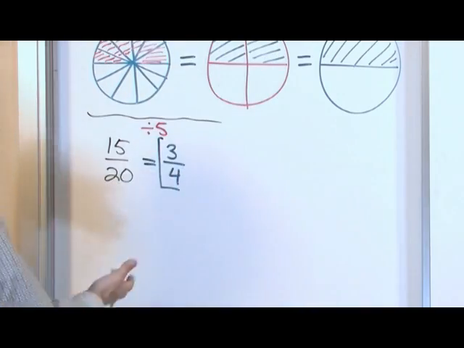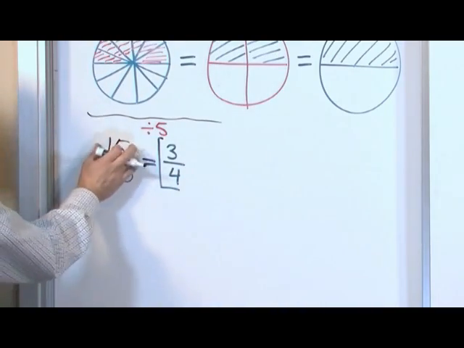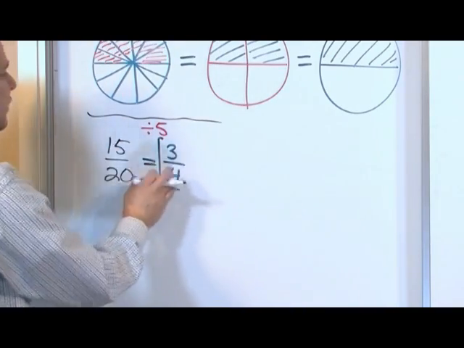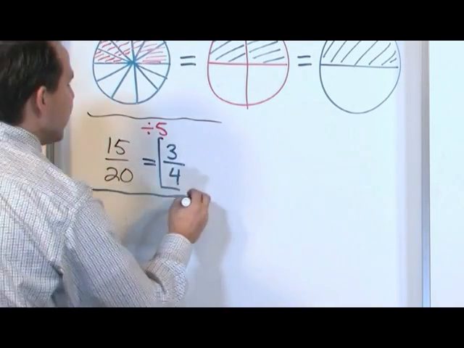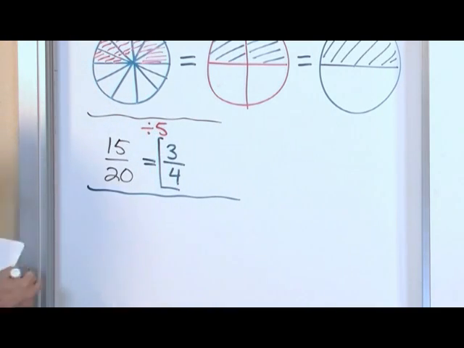If I were to draw these pictures again, make 20 pieces and give 15 away, and then represent this, you would see visually that it's the same amount of pizza. So simplifying fractions is really, that's all it is. It's basically rewriting how it looks, but making it a little simpler.